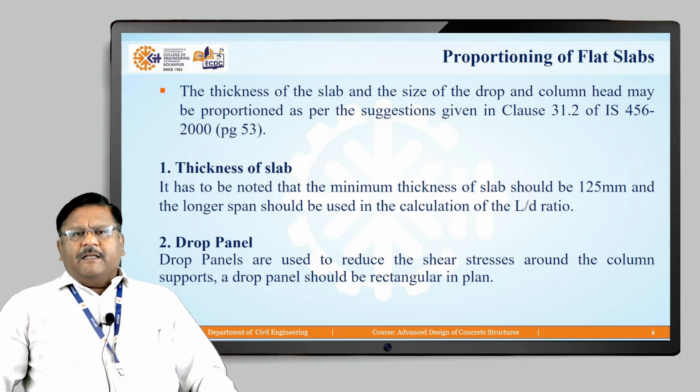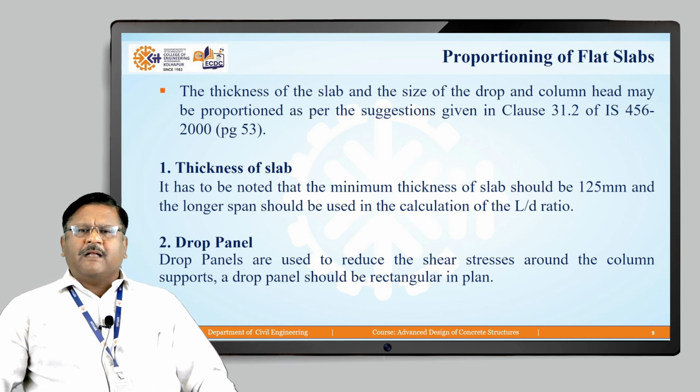It has to be noted that the minimum thickness of slab should be 125 mm, and the longer span should be used in the calculation of L by D ratio. Generally the thickness of flat slab is also calculated by using our normal formula, that is L by D ratio, or L by D is equal to constant. But for that, L is nothing but the longer span of the flat slab, whereas the minimum depth of slab should not be less than 125 mm. These are the provisions made by IS 456-2000.